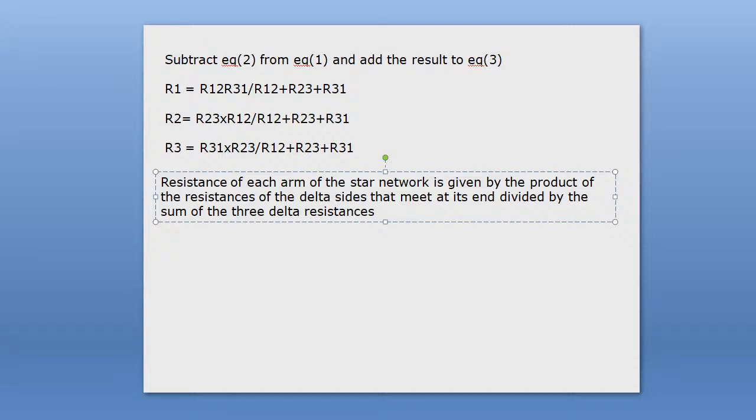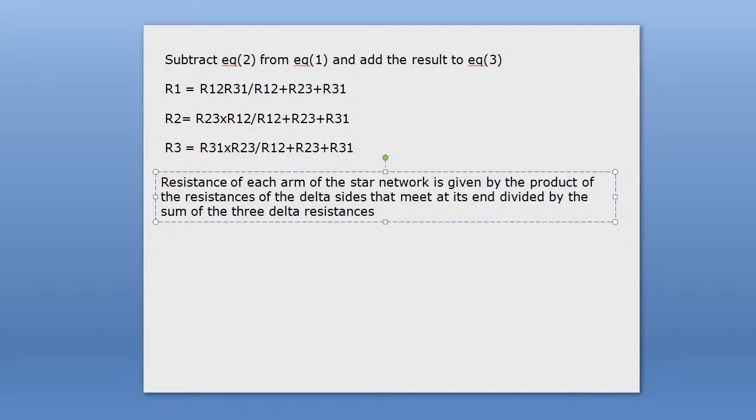So this is an alternative way every student can remember this thing, because this is very difficult to derive during exam. So it is better to remember it. You can remember this thing like that. The resistance of each arm of the star network is given by the product of the resistances of the delta side that meet at its end divided by sum of the three delta resistance.